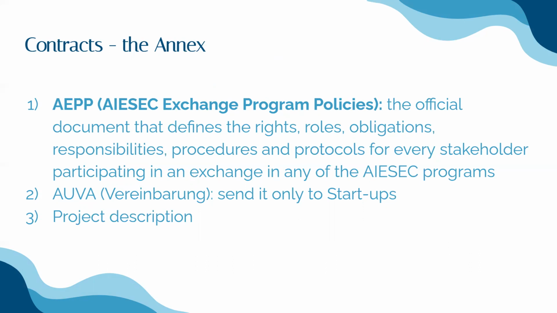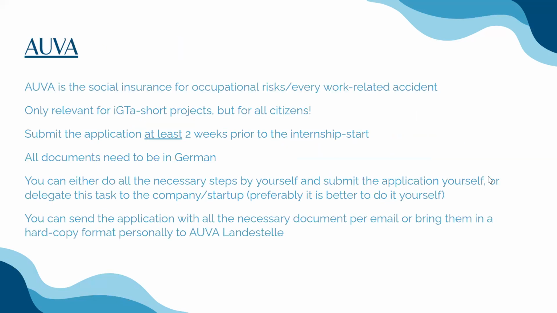Another document you should send is the AUFA, which we will cover in the next slides. Keep in mind that this is something that you only send to the startups, and it is for the security and the insurance of the EPs. And last but not least, a third document that you should send is the project description that you agreed on. Regarding the AUFA, as mentioned before, it is the social insurance for occupational risks and every work-related accident.